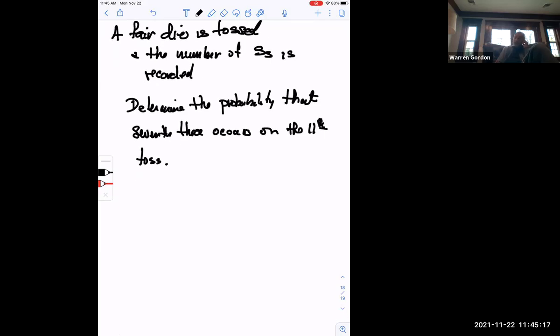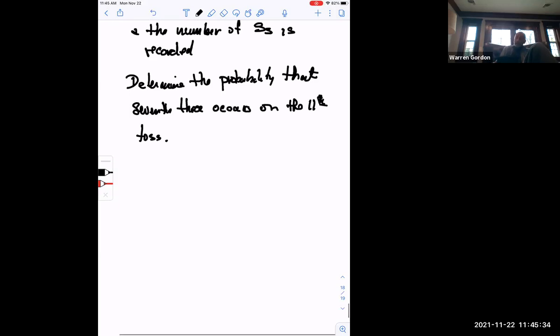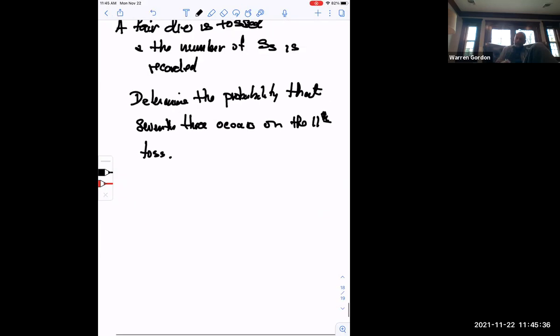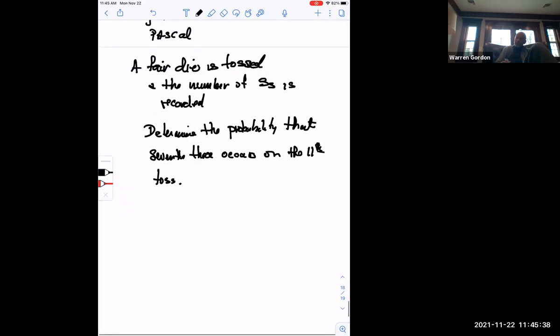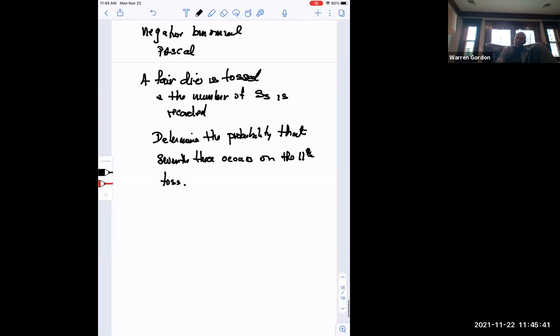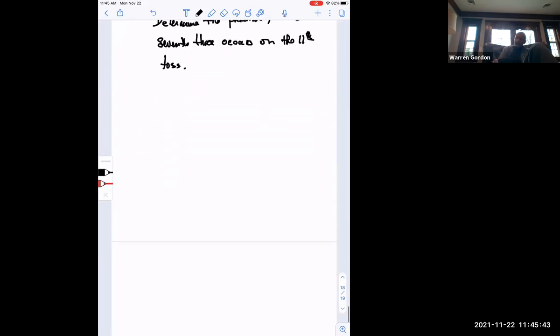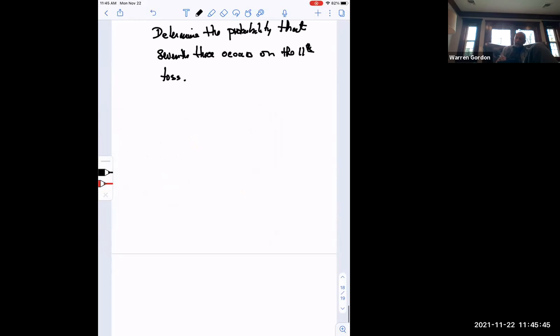Well, how do we handle this problem? And again, this kind of problem has a special name. It's called the negative binomial or the Pascal distribution. I never really remember the name. I just want to point out the important thing is how you do the problem. So here's the observation to make. If the 7th three is supposed to occur on the 11th toss, what does that mean?